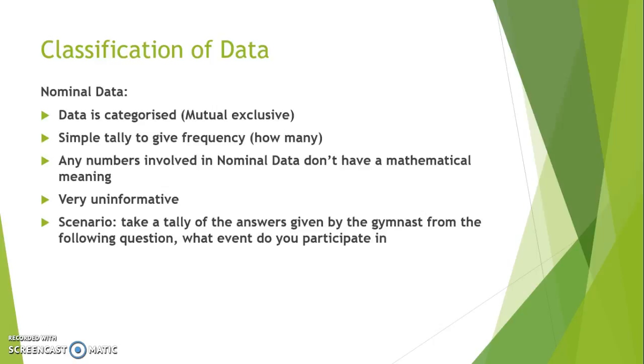Any numbers that are involved in the tallying don't have an actual mathematical meaning. And it is incredibly uninformative, as it is literally just a tally. It doesn't give you any sort of qualitative reasons for why they've given that. So scenario wise, a tally of the answers given by gymnasts to the following question: what event do you participate in? You would have your different categories, ask them, and then take a tally on each category.